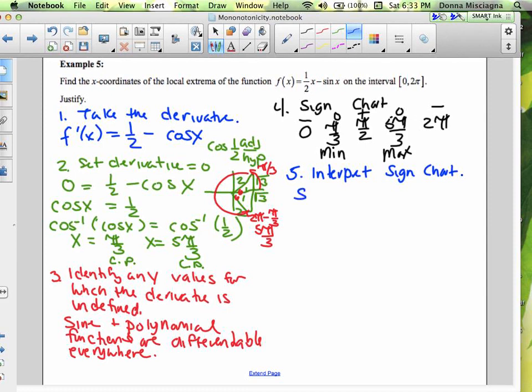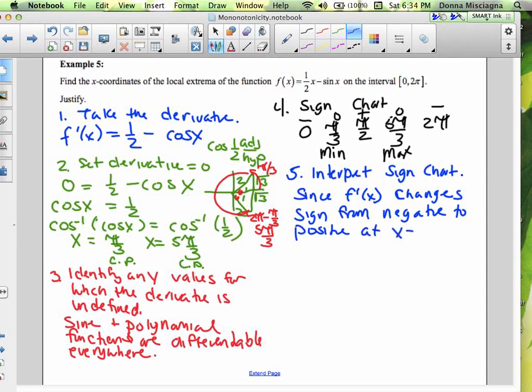All right, so since f prime of x, make sure you're always specific. Tell if you're talking about f prime or you're talking about just f. So since f prime of x changes, I'm not talking about increasing, decreasing, I'm talking about relative max and mins. Changes sign from negative to positive at x equals pi thirds.